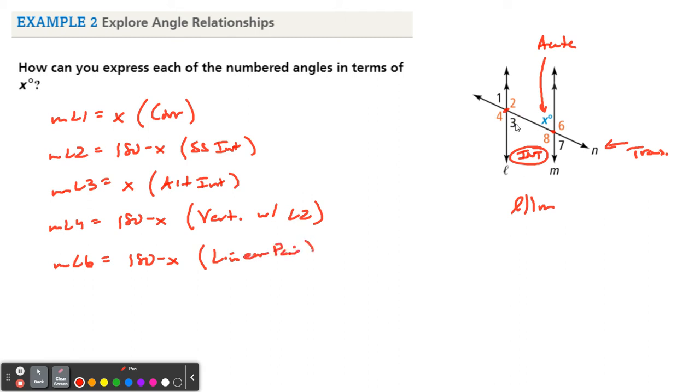Again, some of this vocab is from topic 1. The measure of angle 7, as you can see, is going to be vertical with x, so it'll be equal to x. And last but not least is the measure of angle 8. The measure of angle 8 here is, again, adjacent with x, next to x. It's going to be supplementary because it's a linear pair, so I would do 180 minus x. And again, they're a linear pair.